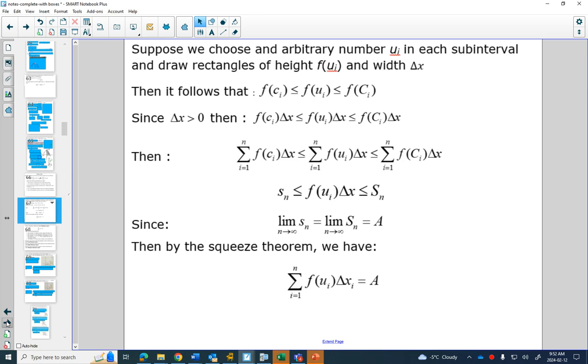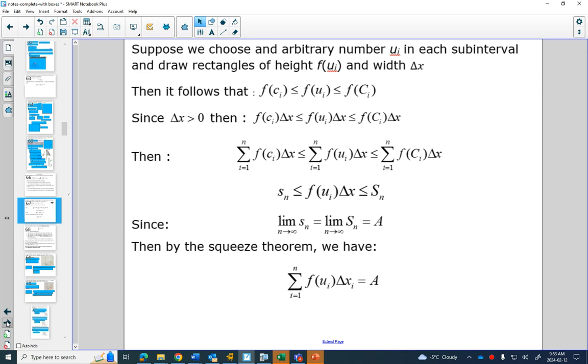And since the change of x is greater than 0, right, because we're doing it as it goes to infinity, it's never equal to 0, but getting smaller and smaller and smaller, we would have all of these inequalities still being true if you multiplied by the change of x. And if you added them all up, they would all still be true. Now we know that the smaller ones make the lower sum, and the bigger ones make the upper sum. So we know that in between is another sum that would be between the lower sum and the upper sum.